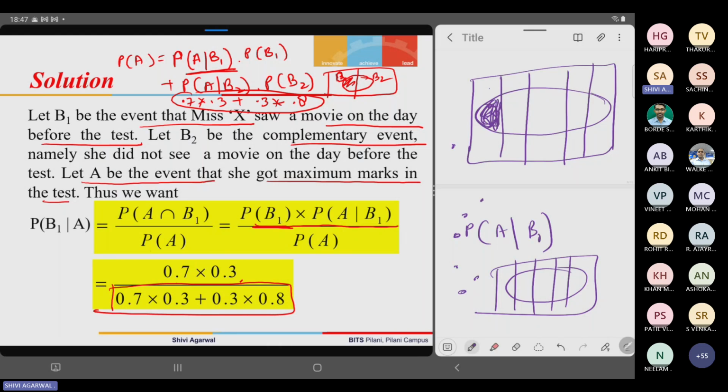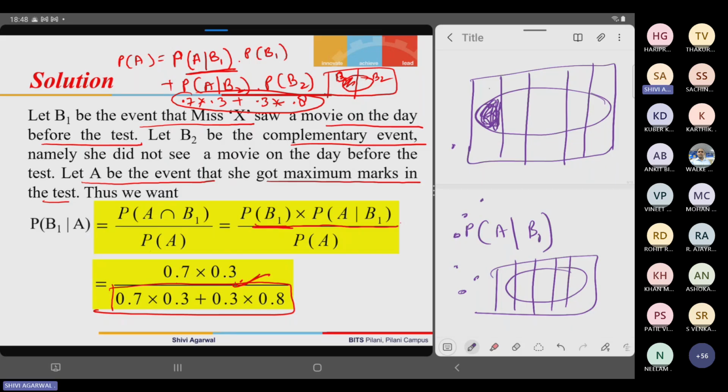And then the probability of B1 multiplied by the probability of A given B1, 0.7 multiplied by 0.3, is this. So this is the Bayes theorem. In the Bayes theorem, in the denominator we are using the total probability law, and in the numerator we are using the specific probability here.